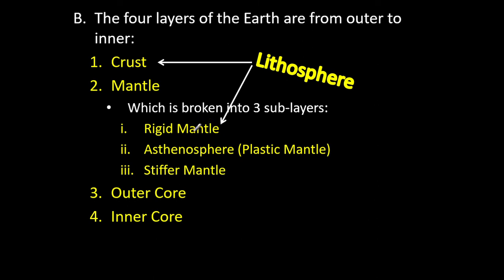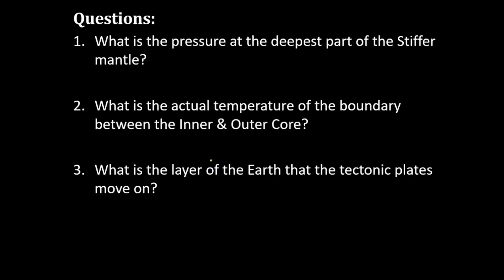Okay, so again, inner core, solid, outer core, liquid. Stiffer mantle, remember stiffer, solid. Asthenosphere, plastic mantle, liquid. And then of course the crust, the part that we walk on, has to be solid. Okay, so that breaks that down. So let's take a look at some of the questions.